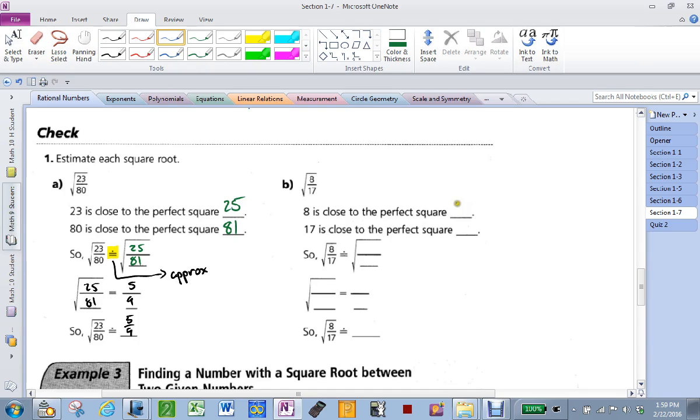Boom. Here we go. 8 is close to what perfect square? Kozolowski has gone with a 9. Do we like that, class? He carries on. 17 is close to what? 16. Do we like that, class? He's on a roll. 9 over 16.